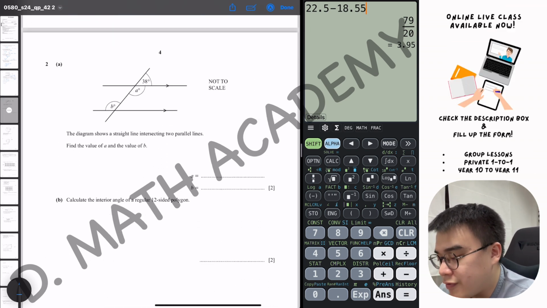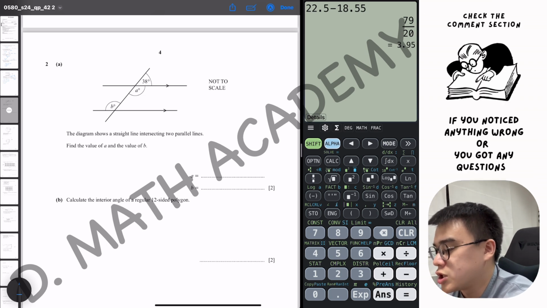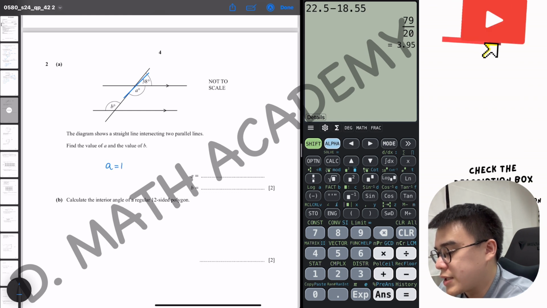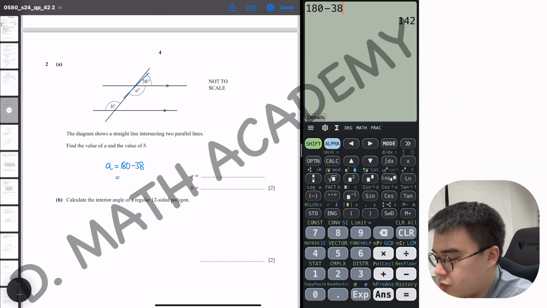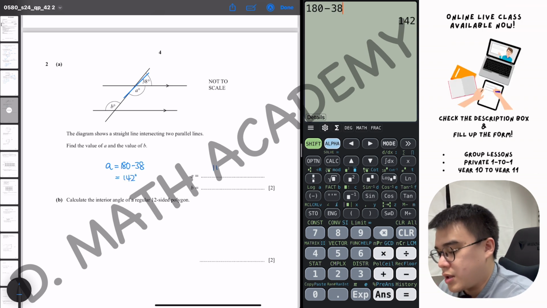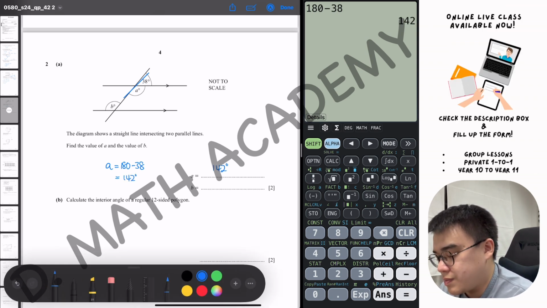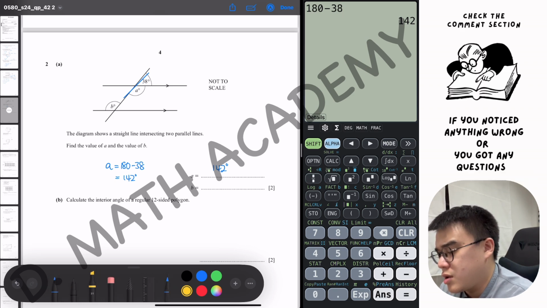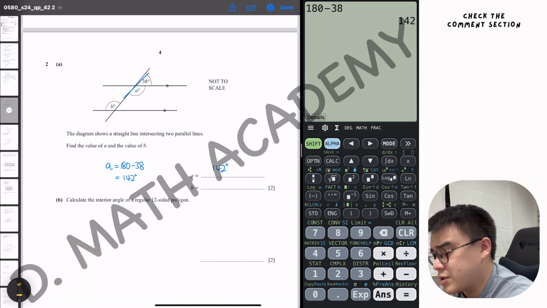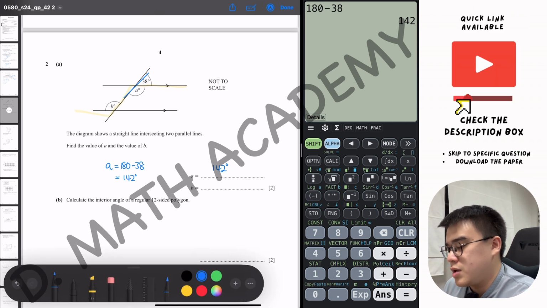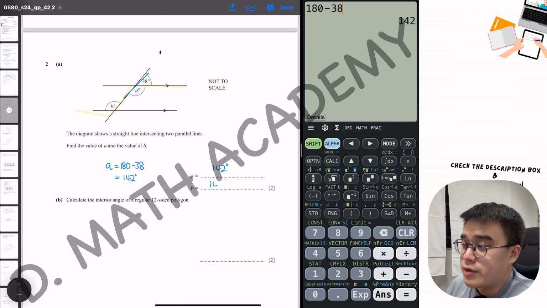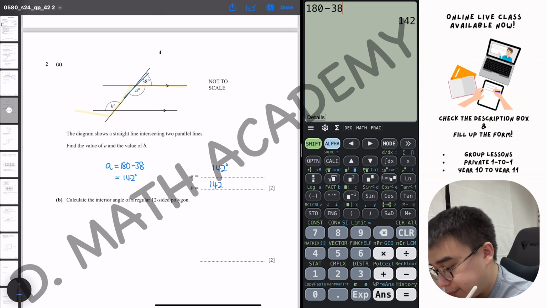So I'll be able to find my A pretty straightforward due to the straight line nature. So A is pretty much by having 180 minus 38, you will get 142. And then to find the other side, it would just be an alternate angle, I guess, because of the parallel sides. So this helps us to further verify that the answer is also 142 over there.